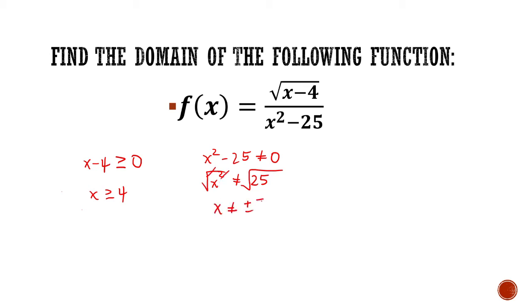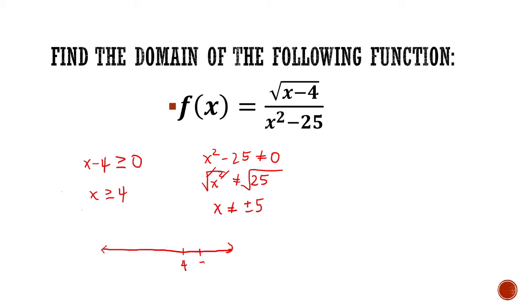positive and negative 5. So what do these expressions tell us? The elements of the domain are the numbers that are greater than or equal to 4. But the elements of the domain should not include positive 5 and negative 5. So for us to be guided on how we are going to write the domain, let's locate these numbers on the number line.